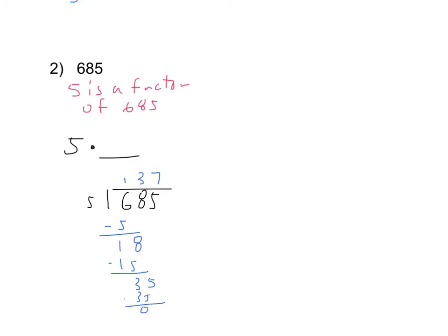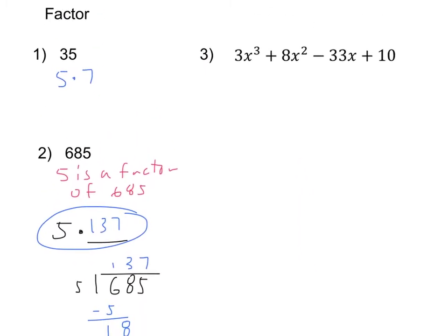So the answer to factorizing 685 would be 5 times 137. That would be the answer. And we know that works because 685 divided by 5 is 137. All right, so let's take that idea and apply it to this polynomial here.